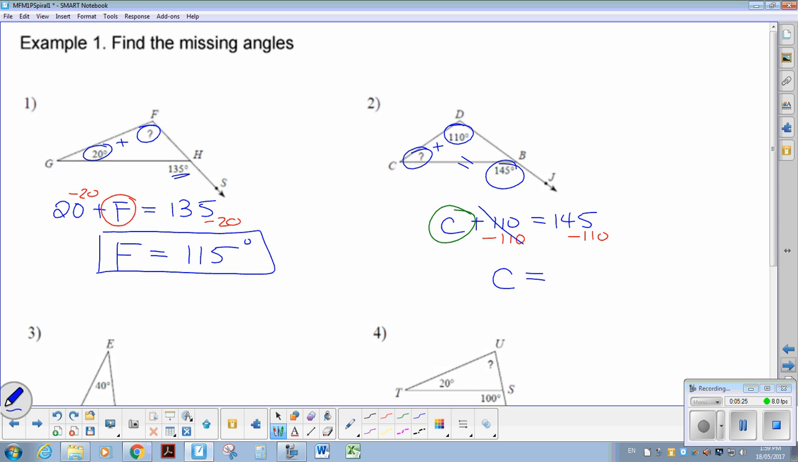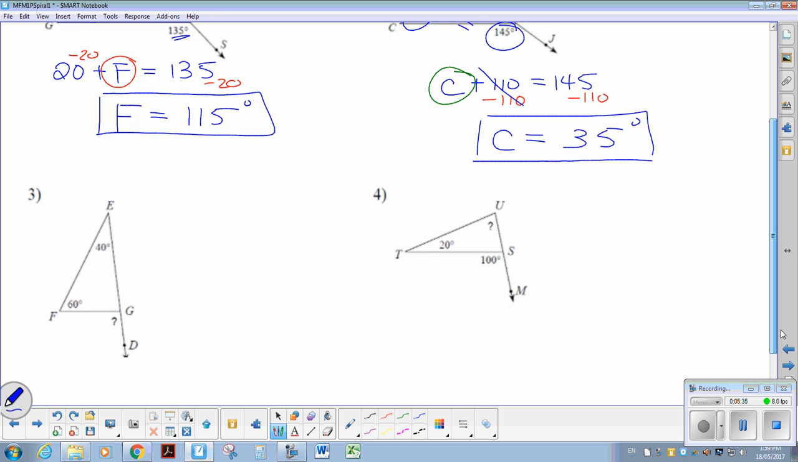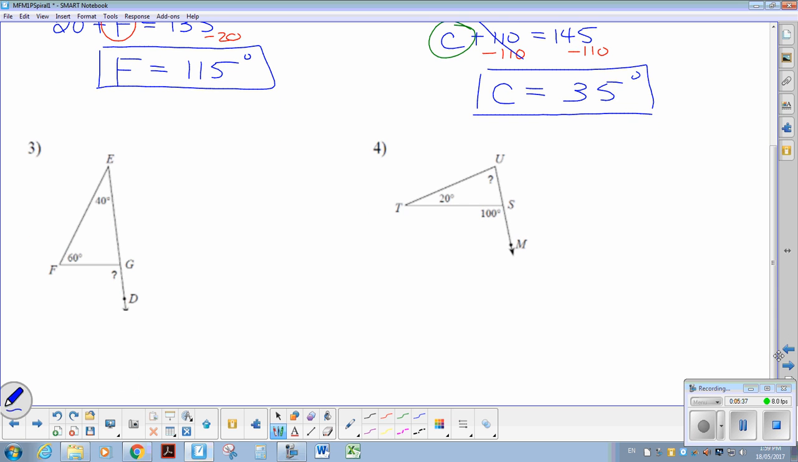That will isolate C, leaving us with 5 and 3, so 35 degrees. All right. Moving on to my other two examples.